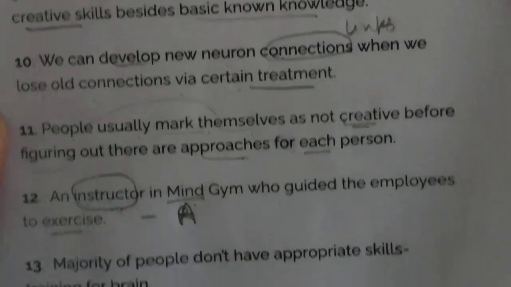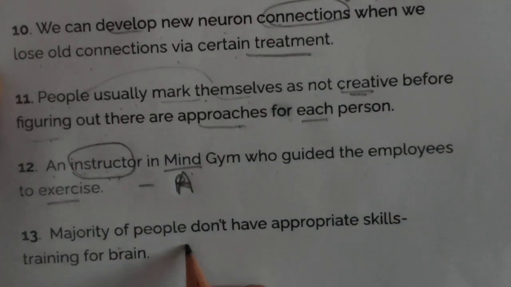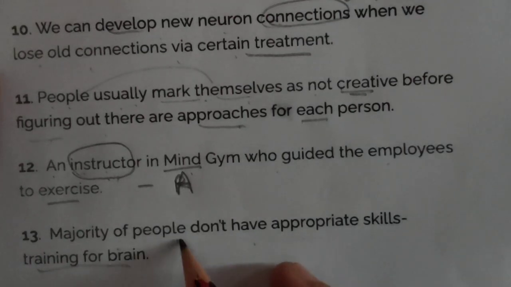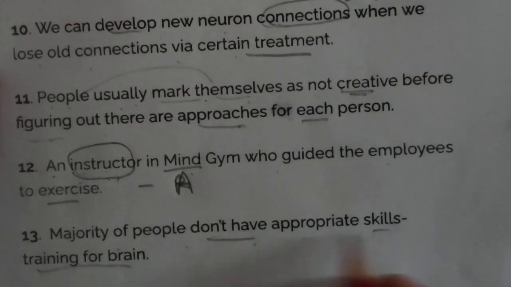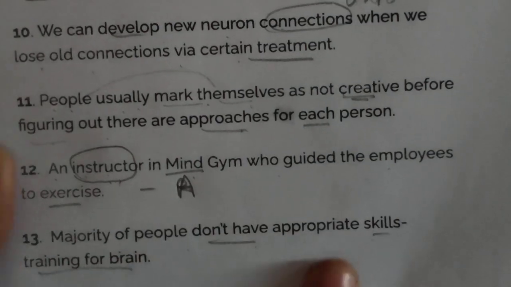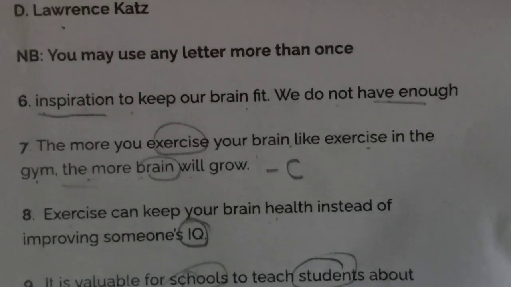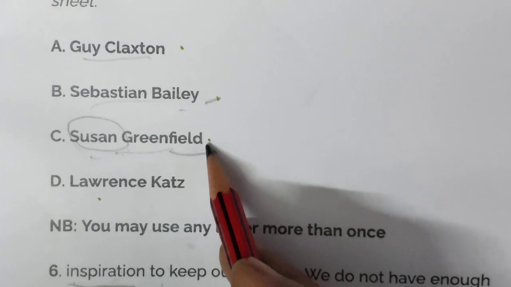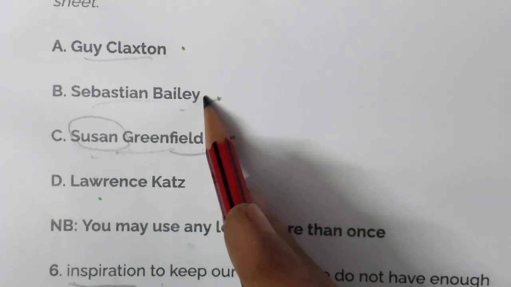Yes, a person. The majority of people don't have appropriate skills training for the brain. Okay, so now we have read all the options. Let's move on to the person's name. Now this we have found as C and this we have found as B.